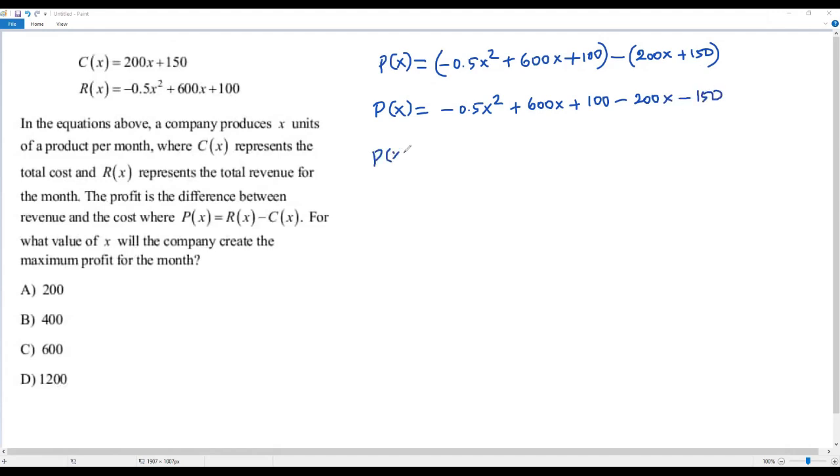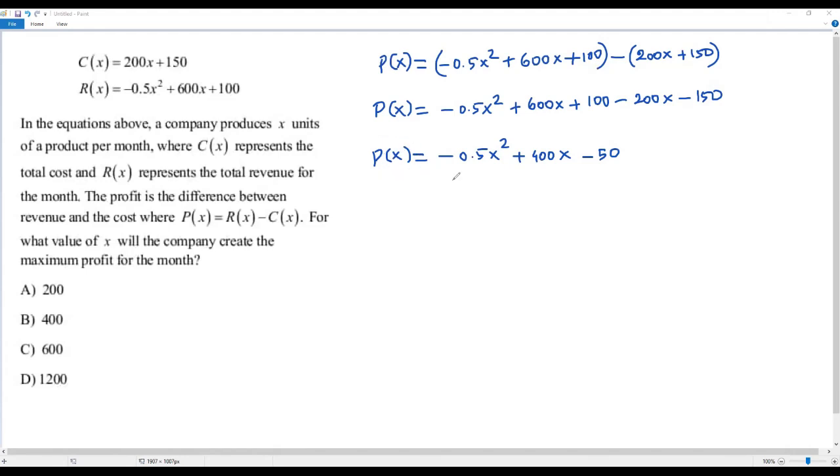Okay, P of x equals -0.5x². Now we can combine the like terms. When I combine this +600x and -200x, I am getting +400x. And also we can combine this +100 and -150. I am getting -50. Okay, here I got a function which represents a profit, that is P of x. And we have to find the value of x, that is output, for which this P of x is maximum.